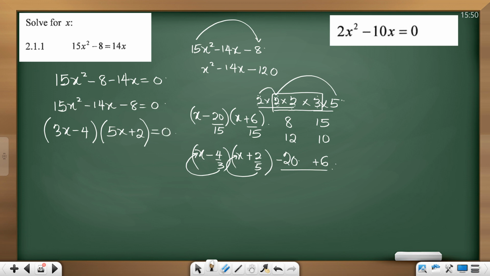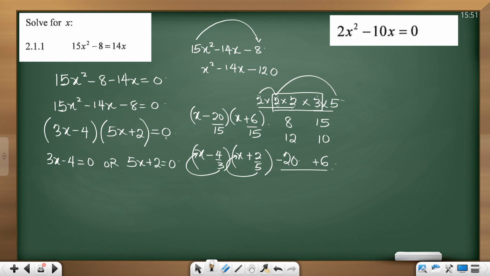So 2 things are being multiplied together and it must be equal to 0. It means each of the brackets. Guys, you can only do this if there's a 0 on the other side. So it's either 3x minus 4 equals to 0 or 5x plus 2.